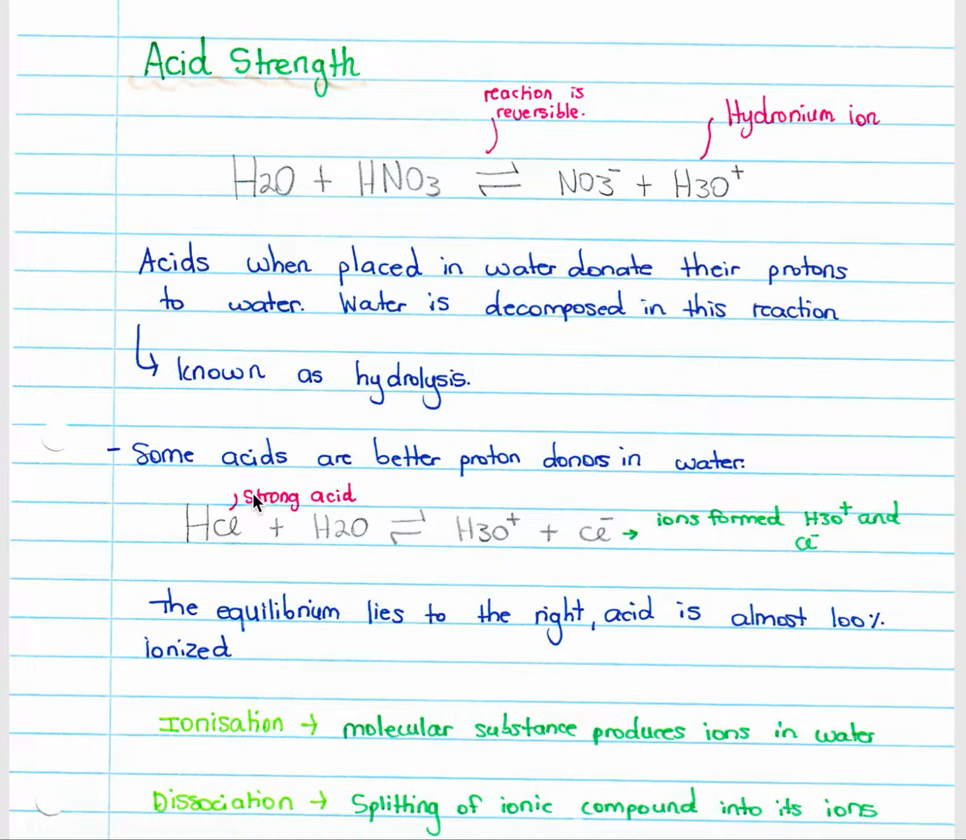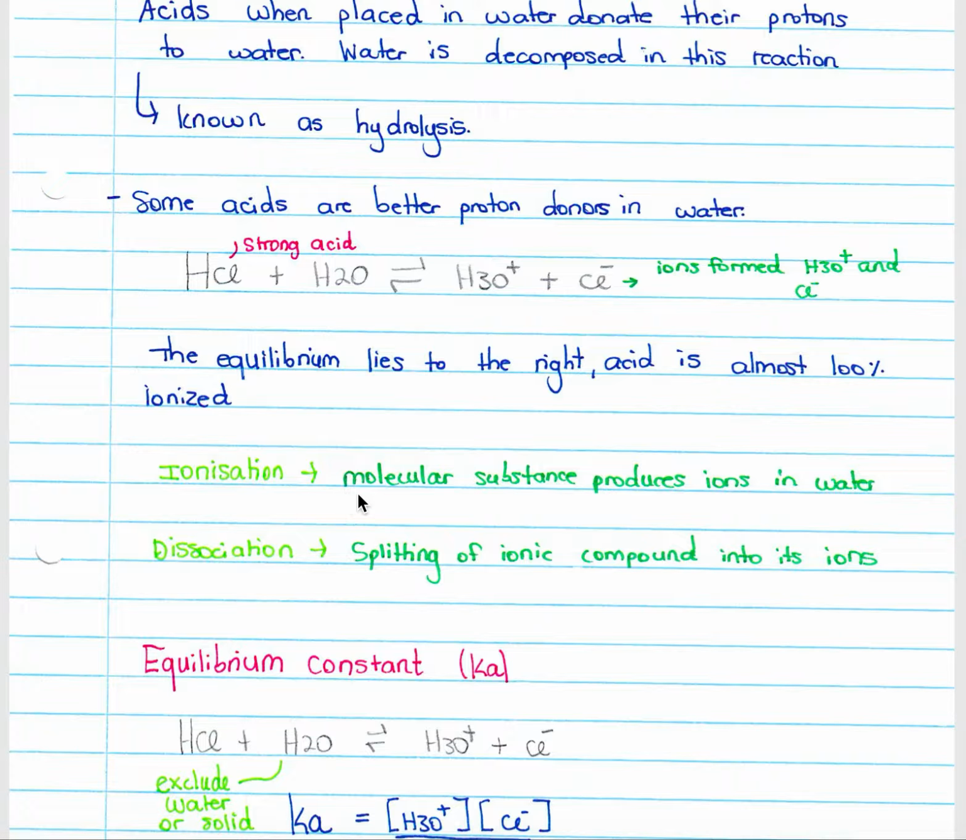So if we look at HCl, you will need to know that HCl is a strong acid. If we put it with water, we get a reversible reaction where we form H3O+, where HCl has donated its proton, plus Cl-, and we form the ions H3O+ and Cl-. This equilibrium lies to the right, as the acid is almost 100% ionized due to the fact that it is a strong acid. When we refer to ionization, it's a molecular substance that produces ions in water. When we refer to dissociation, it's the splitting of ionic compounds into its ions.